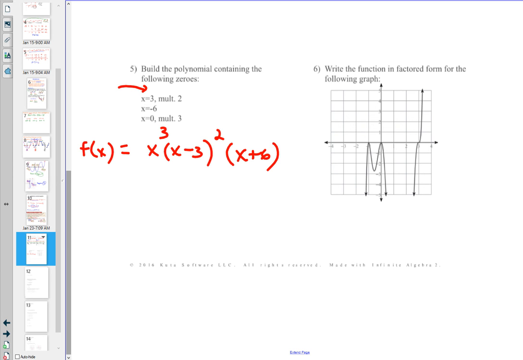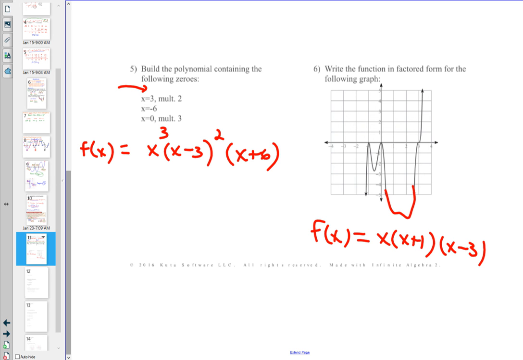And then the last one: write the function in factored form of the following graph. We haven't learned all the attributes yet of a function, but assume that this somehow connects down here and goes back up. So based on what we know, we can definitely identify the zeros. So where's the first place it's touching the x-axis? Can you tell from here? Well, it's touching at negative 1, which would be x plus 1. It's also touching at 0, which would be an x. And then it's touching at 3, which would be an x minus 3.